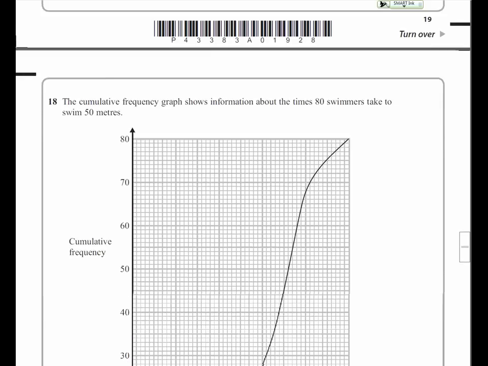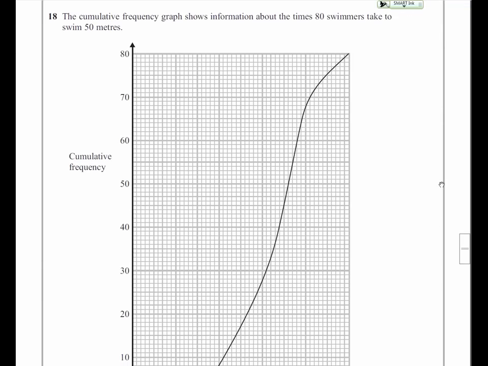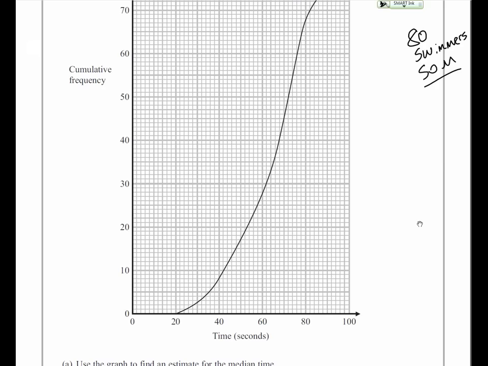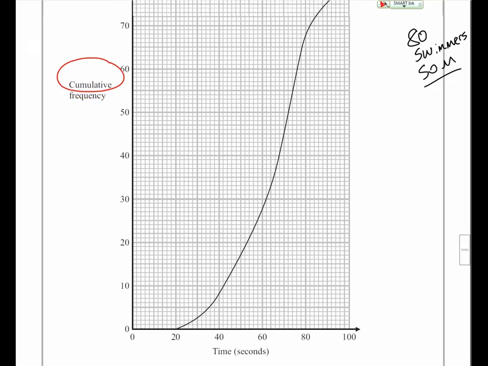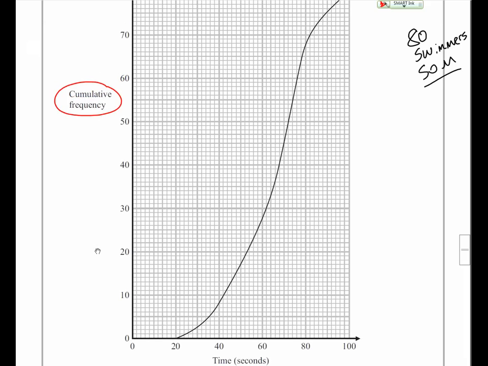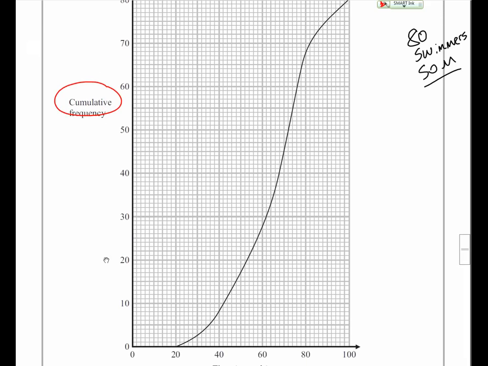Moving on. Question 18. A cumulative frequency graph shows the information for 80 swimmers, and they're swimming 50 meters. It shows the time, so you can see the time across the bottom horizontally. Cumulative frequency means how many we are up to. Cumulative, you're adding each time. We have to use this diagram.